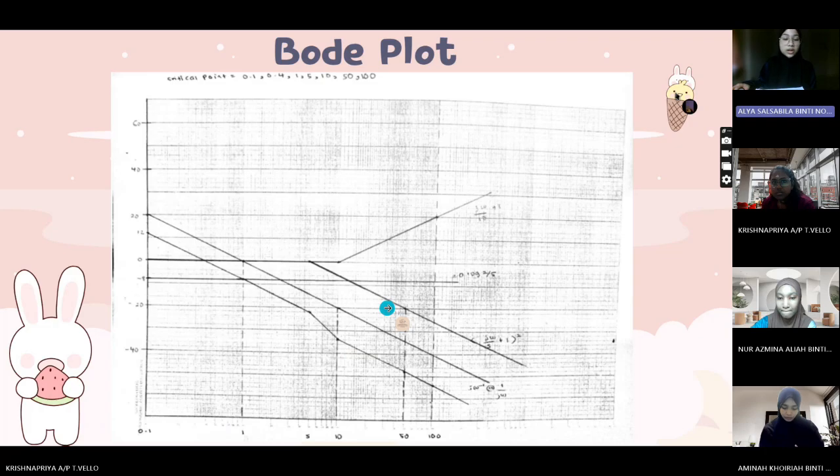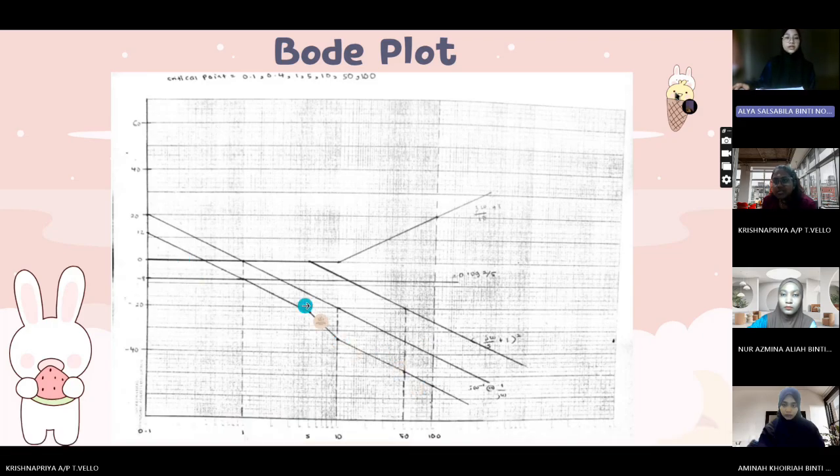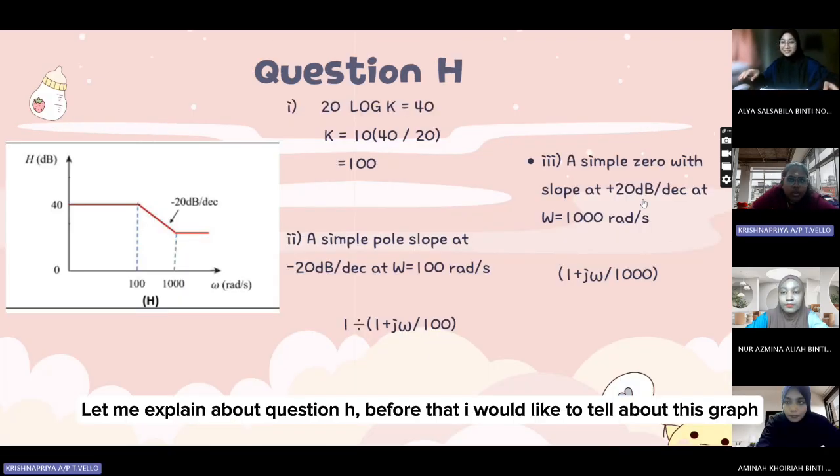Okay, and then the last one, for 50 radian per second, we have 0 here, 13 here, negative 20, and negative 34. And we will get negative 36. So we're going to plot here, negative 36, and connect all this plot and we will get a critical point for this graph. Let me explain about question H.